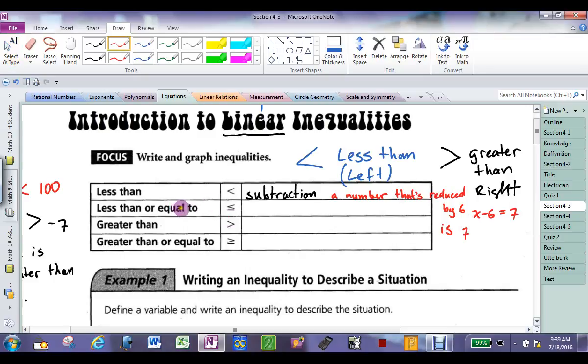Now, what about less than or equal to? What does that mean? Subtract. Nope. Subtract.